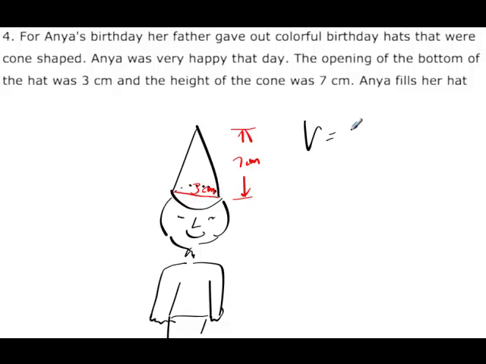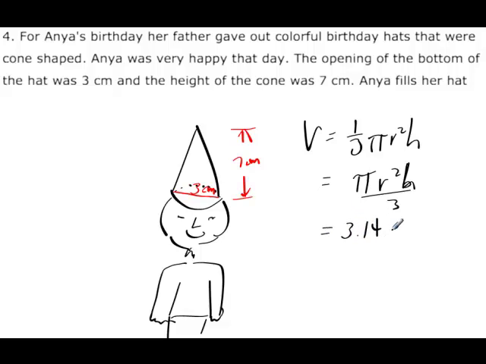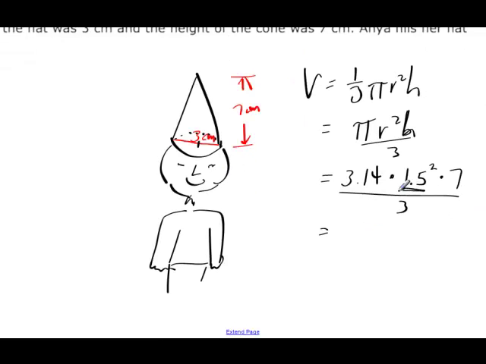We know the volume of a cone is either 1/3 pi r squared height, or if you'd rather write it pi r squared height divided by 3, that's okay. So we'll keep it like that. We know pi is about 3.14. We know the radius of the hat is half. So half of 3 is 1.5 squared. And then we know the height is 7. And then we're going to divide by the 3. Order of operations tells us that we have to again do that exponent first.